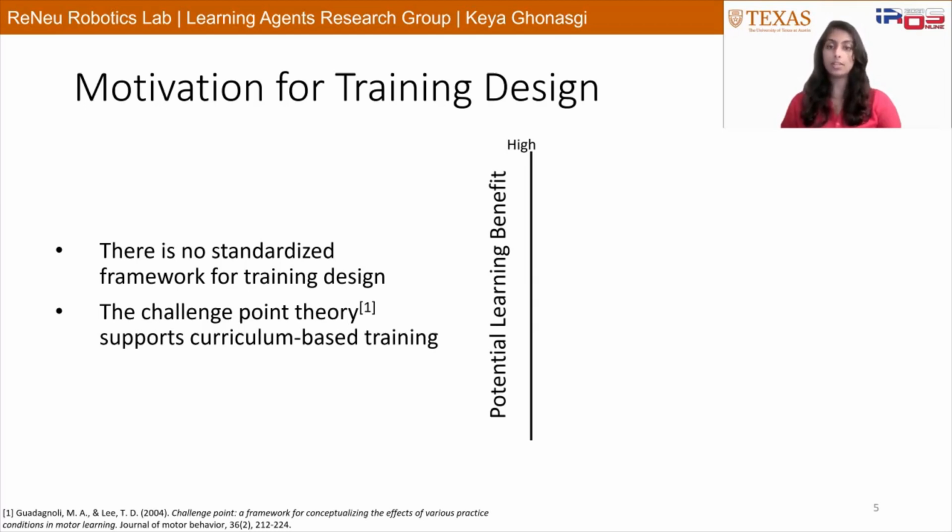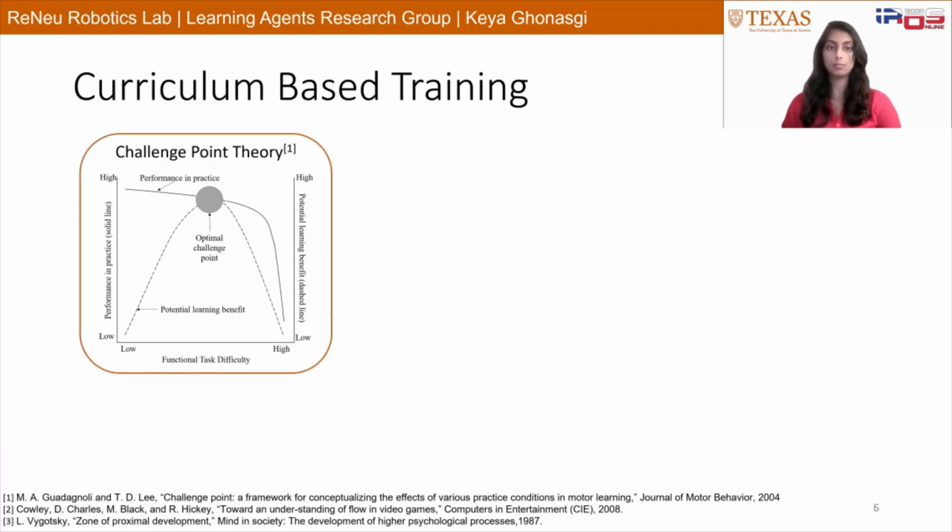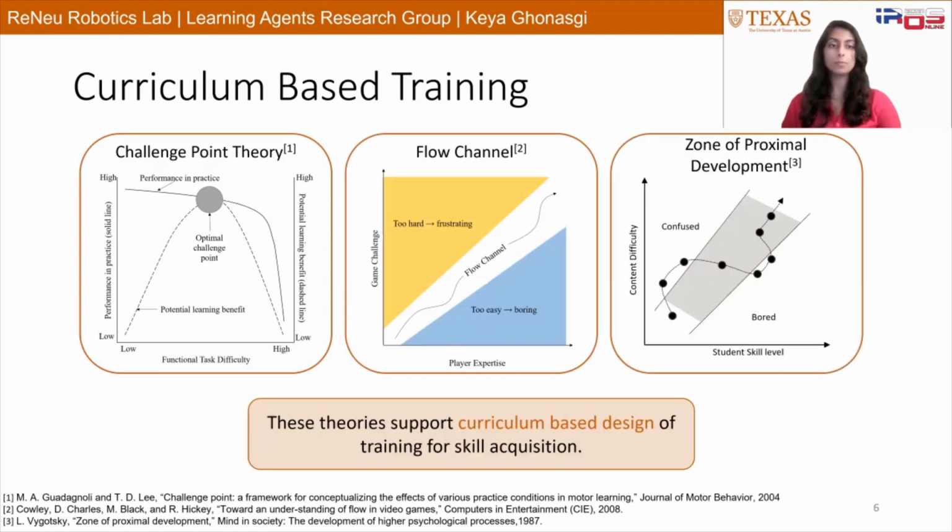For a learner at a given skill level, this potential learning benefit is expected to vary as a function of the task difficulty. The theory further states that, given the performer's current skill level, there is an optimal level of challenge called the challenge point at which the potential learning benefit is maximized. Similar theories have been discussed in game design and education, such as flow channel and zone of proximal development. All of these support the idea that as learning progresses, the task presented to the learner should change in difficulty, thus giving rise to a curriculum.